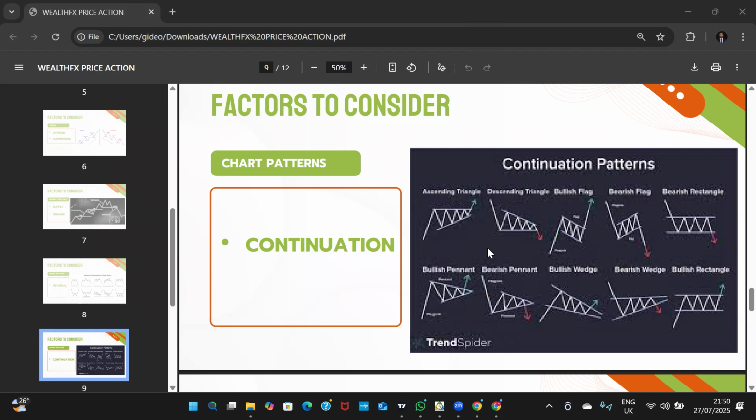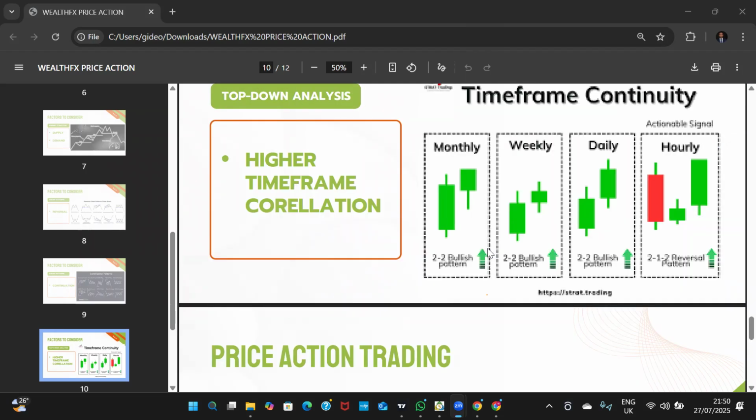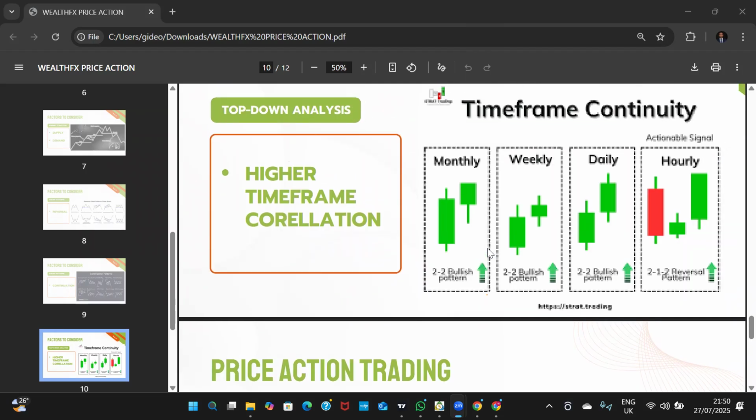So yeah, moving on, we have top-to-down analysis. Now, what do we mean by top-to-down analysis? Top-to-down analysis is basically our ability to correlate from the higher time frame to the lower time frame. Now, most people, especially scalpers, tend to focus on lower time frames, maybe hourly, and barely do they go up to the 4 hours, because most times 4 hour charts are for swing traders.